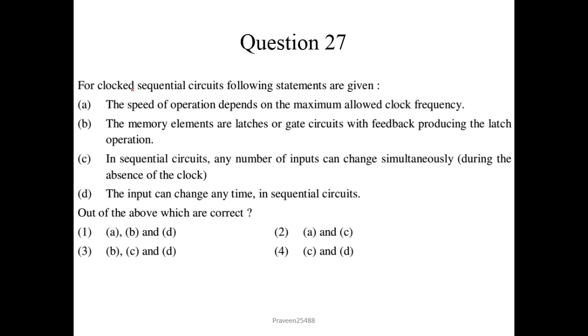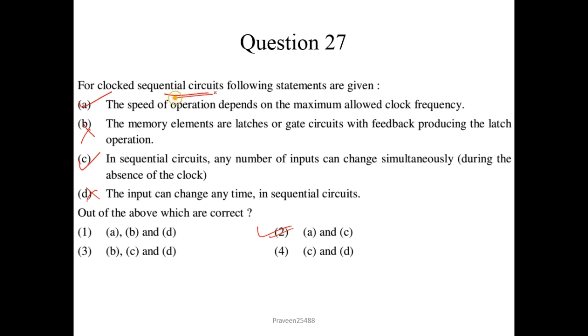Now question number 27. For clocked sequential circuits, following statements are given. The speed of operation depends on the maximum allowed clock frequency. So this statement is correct here. The memory elements are latches or gate circuits with feedback producing the latch operation. This is not correct. In sequential circuits, any number of inputs can change simultaneously during the absence of the clock also. So this is also correct. The input can change anytime in sequential circuit. This is not correct. So A and C is correct.